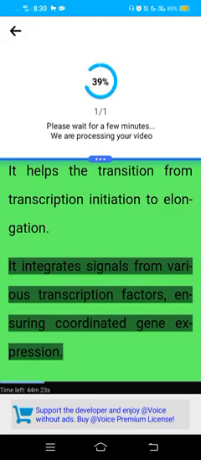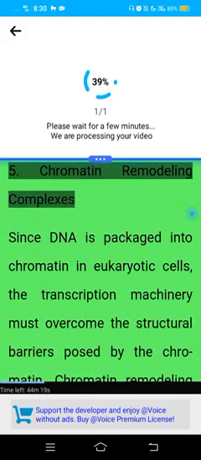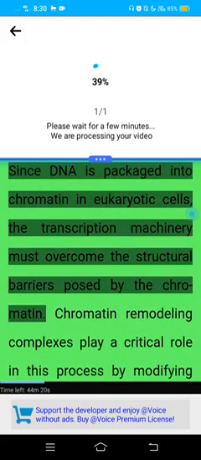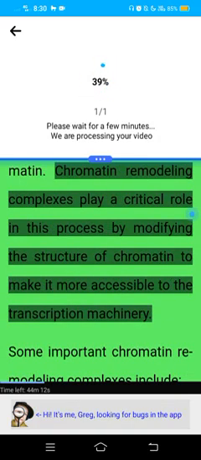It integrates signals from various transcription factors, ensuring coordinated gene expression. 5. Chromatin remodeling complexes. Since DNA is packaged into chromatin in eukaryotic cells, the transcription machinery must overcome the structural barriers posed by the chromatin. Chromatin remodeling complexes play a critical role in this process by modifying the structure of chromatin to make it more accessible to the transcription machinery.